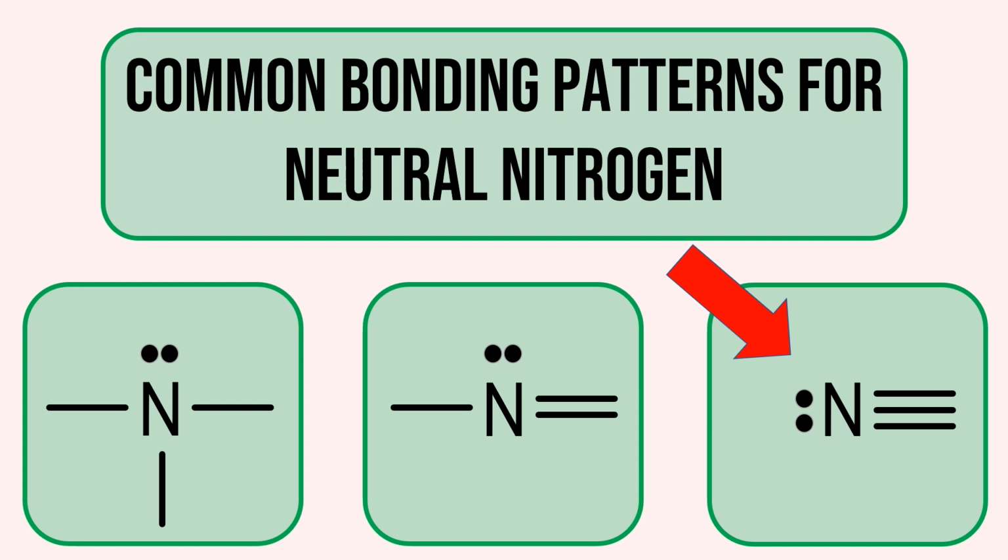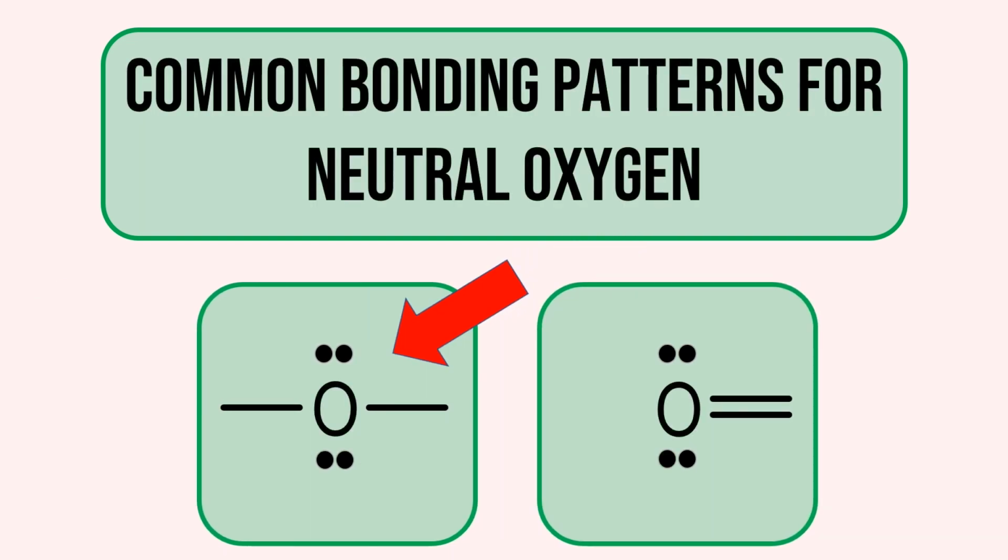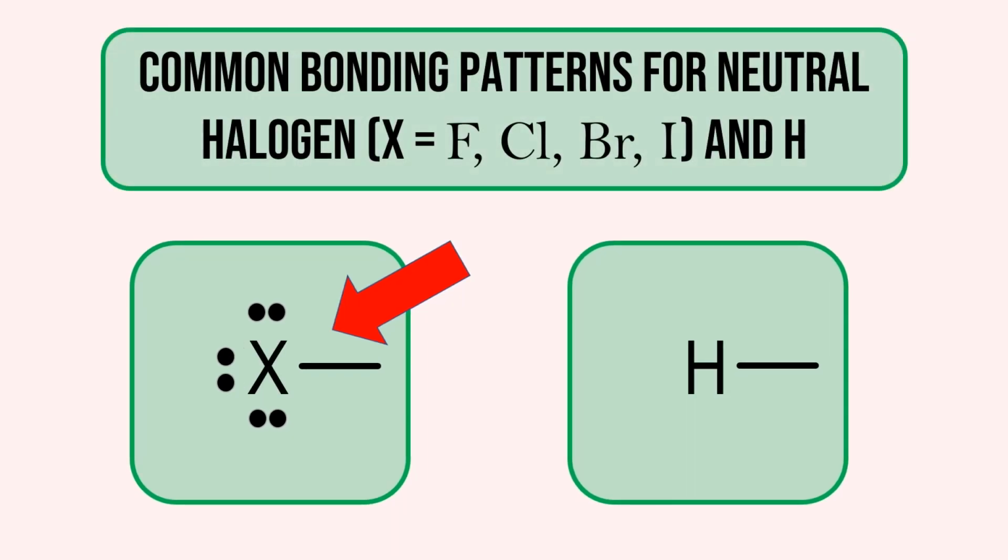Neutral oxygen will have 2 bonds and 2 lone pairs of electrons. This can be 2 single bonds and 2 lone pairs, or a double bond and 2 lone pairs. Finally, the halogens, which include fluorine, chlorine, bromine, and iodine, will typically bond only one way, a single bond with the halogen atom having 3 lone pairs. Interestingly, hydrogen, which follows the duet rule, it can only have 2 valence electrons, will also participate in only one single bond, but have 0 lone pairs.